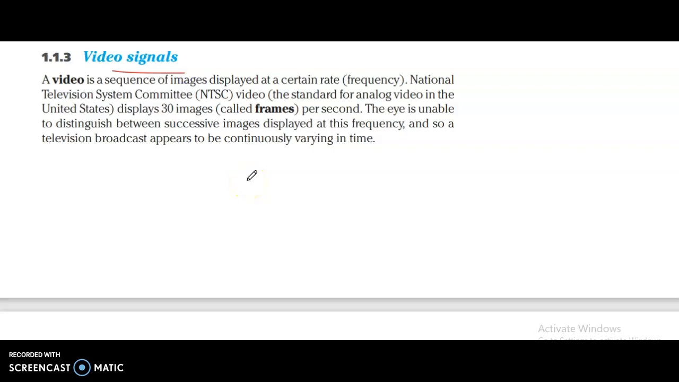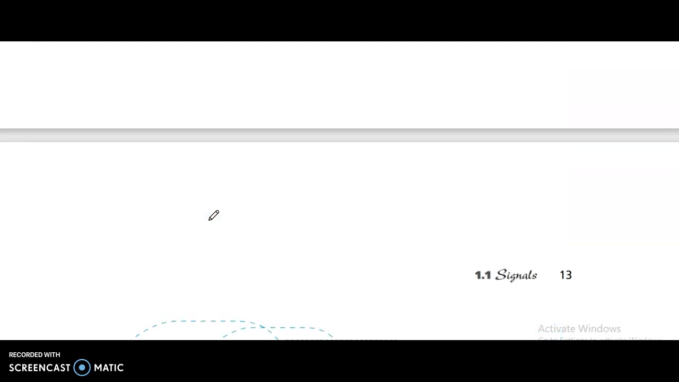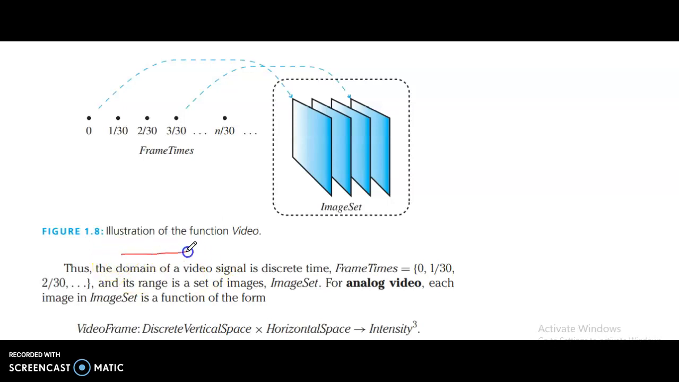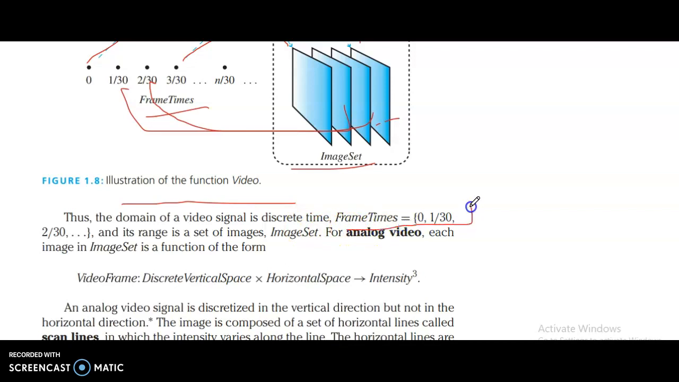Video signals. A video is a sequence of images displayed at a certain rate, or frequency. Illustration of the function video. Image set: 0, 1 by 30, 2 by 30, and so on. Frame times equal to 0, 1 by 30, 2 by 30, and so on up to n by 30. This range is the set of images.